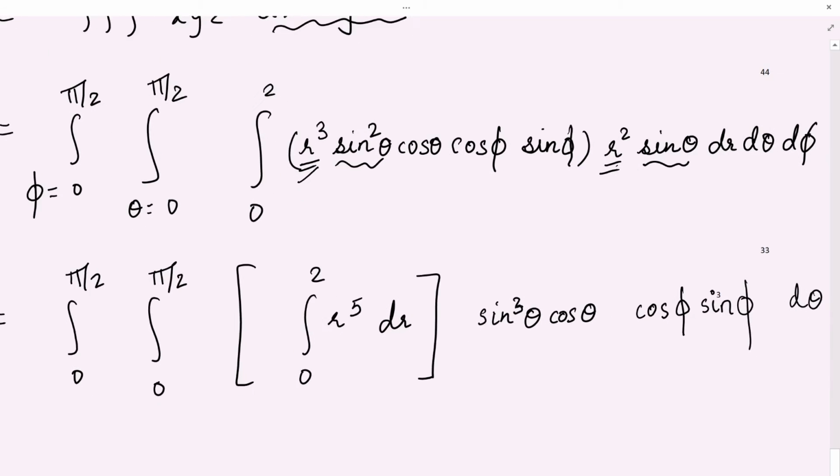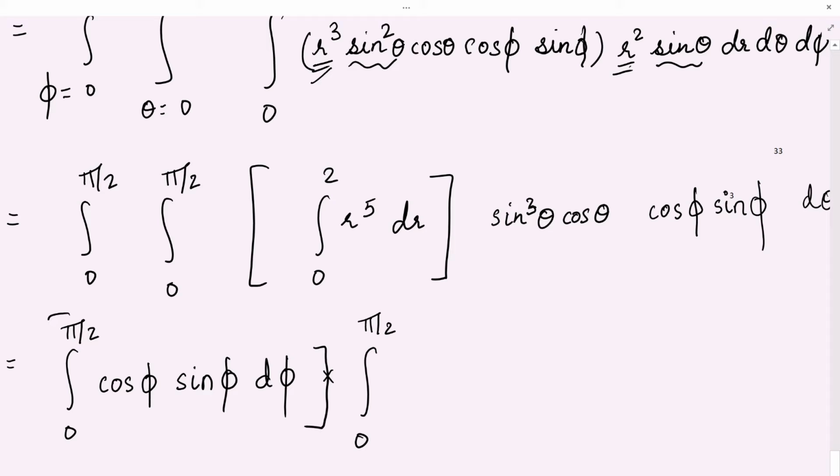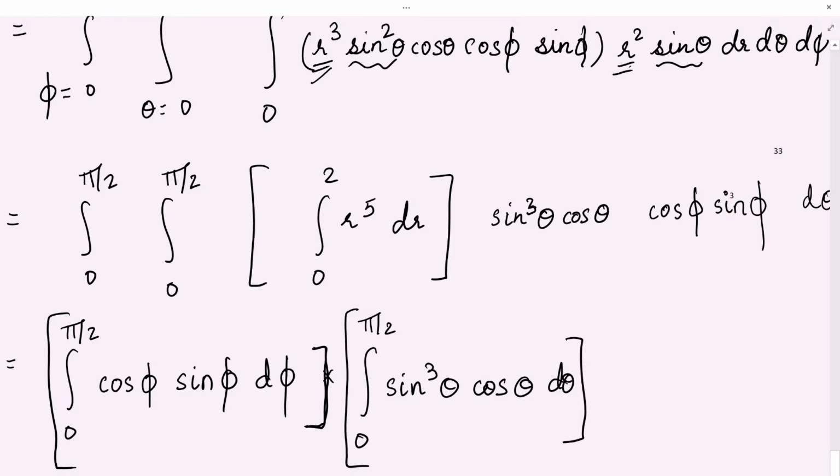So after integrating, what you will get now, this is 0 to pi by 2. Let me integrate this. This is for cos phi sine phi, okay, this is for phi. Next integration, you will have 0 to pi by 2. I am just separating the integration. You can do it later also. So that will be sine cube cos theta, okay, this way, and the other integration is 0 to 2 r raised to 5 dr.